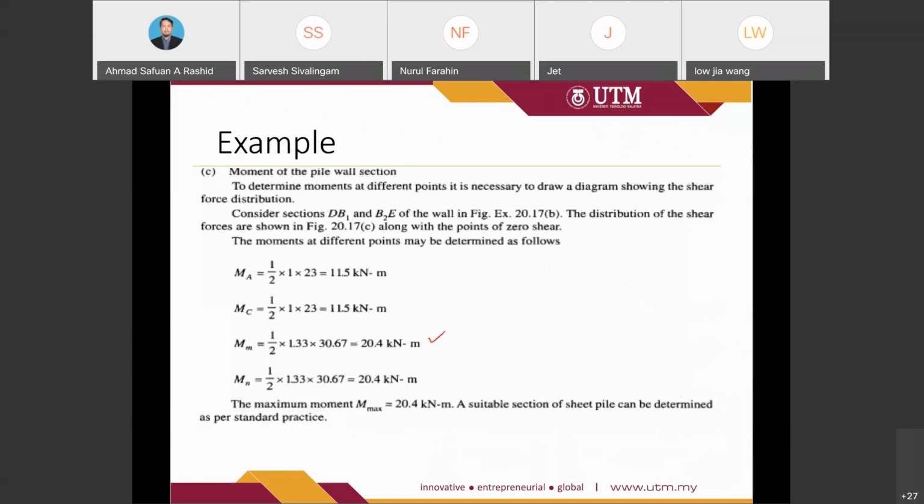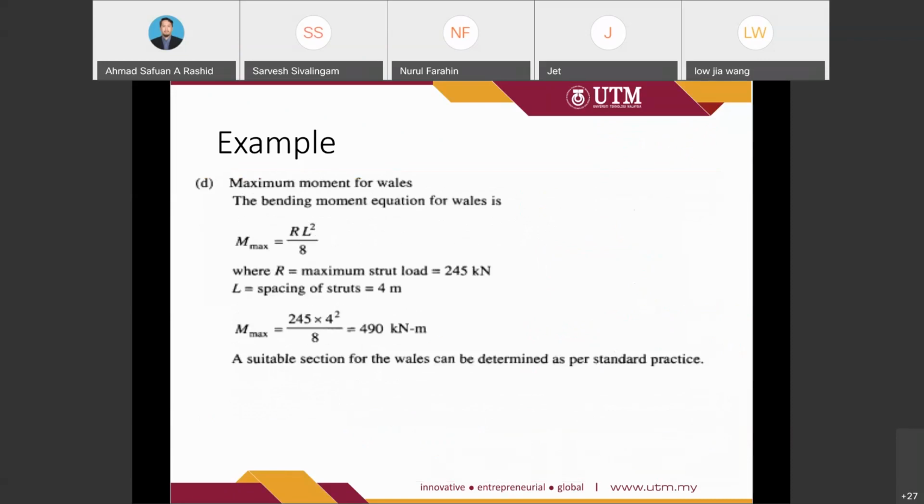The last one is to determine the maximum moment for the wales. The bending moment for the wale is referred to this equation, RL squared over 8, with R equal to the maximum strut load 245, and L equal to the spacing of the strut, 4 meter. So the maximum bending moment to design for the wale is equal to 490 kilonewton meter.